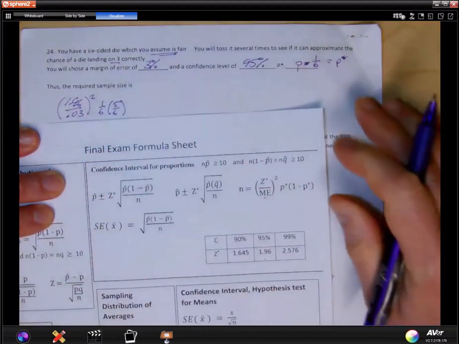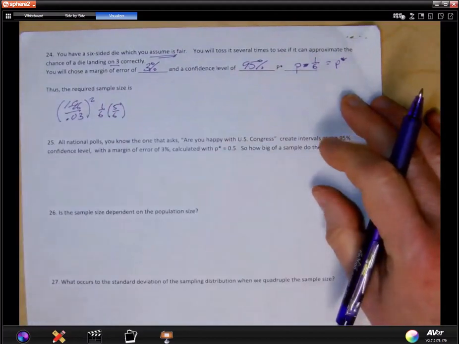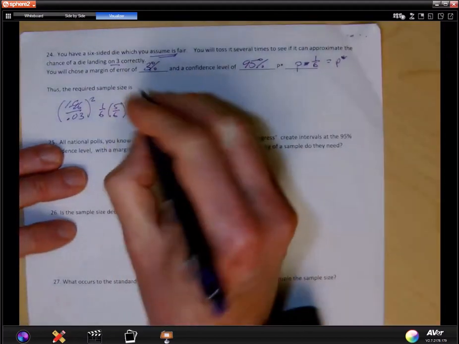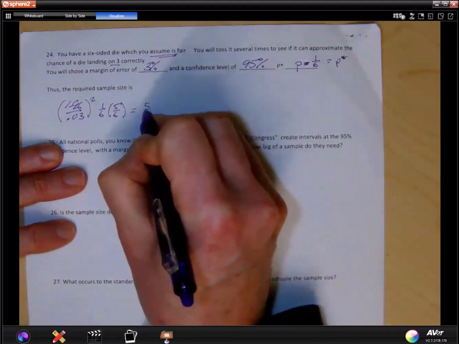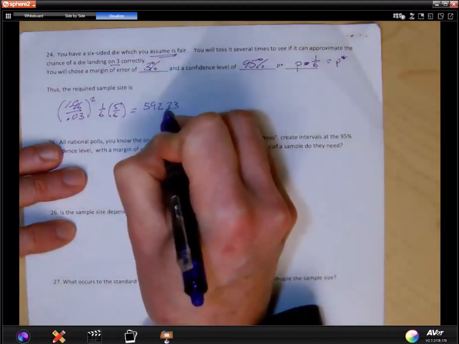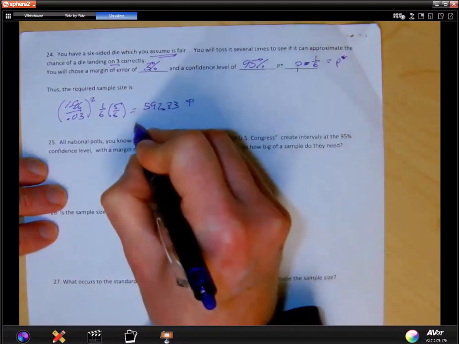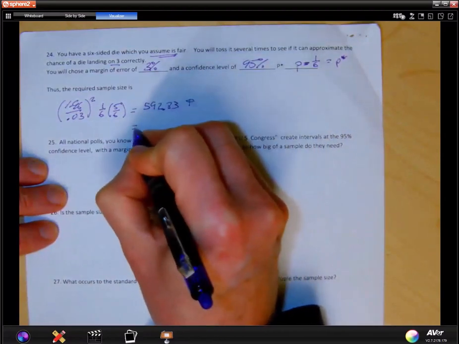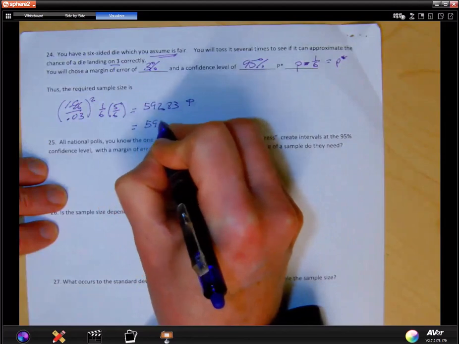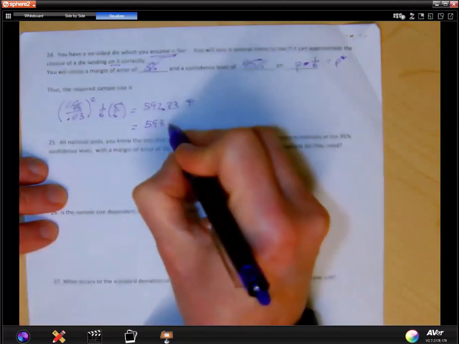We'll have this completely off camera, but I already calculated this. And when I calculated this, I came out to 592.83. So what's my sample size? Well, we always round up. So no matter what's here, we round up. So this sample size turns out to be 593 rounded up. So that's my required sample size.